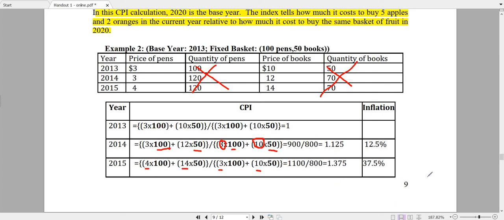Now in the last column, I've computed the inflation rate. Inflation is computed by taking the percentage change in CPI index over time. So if I'm interested in calculating inflation between these 2 consecutive years, how would I do that? I'm simply going to calculate the percentage change here, and this will give me 12.5%. Now, if I am interested in calculating inflation between 2013 and 15, again, you can calculate the percentage change between these 2 years, which you can see turns out to be 37.5%.